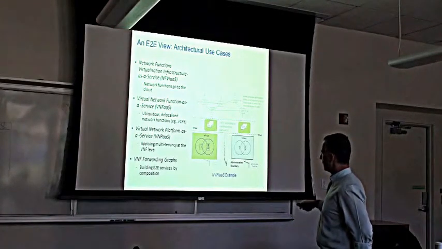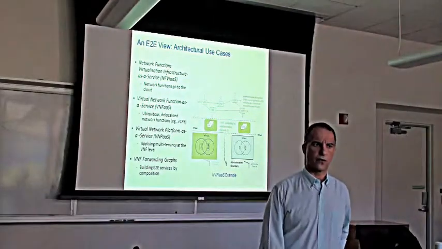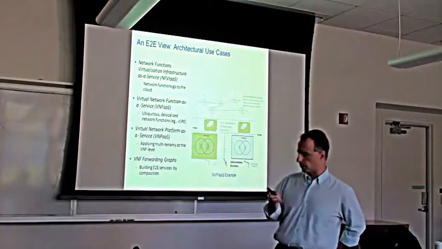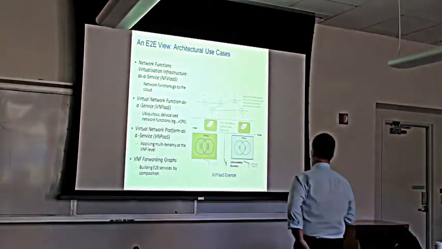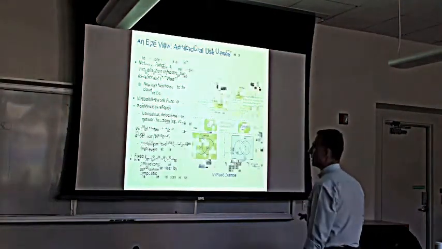And one of the last use cases presented here is the VNF forwarding graph. Now, this is the same as service chaining, in case you've heard that term before. I'm assuming that most of you have heard that before. Okay, so I'll come back to this example later on. I have a few slides to describe that.